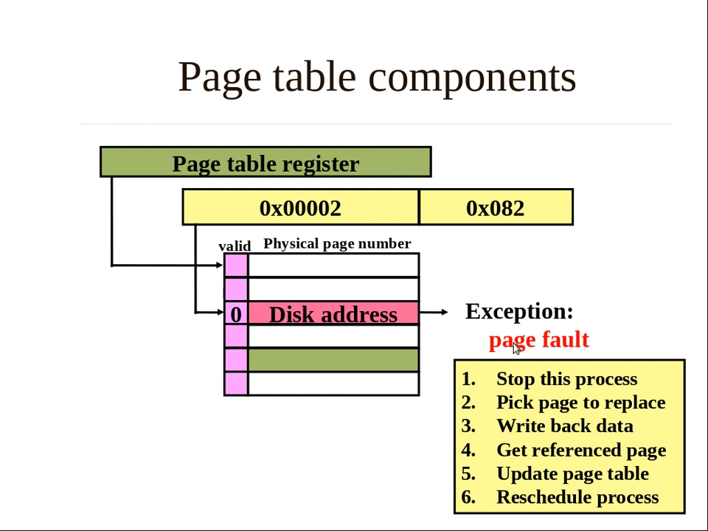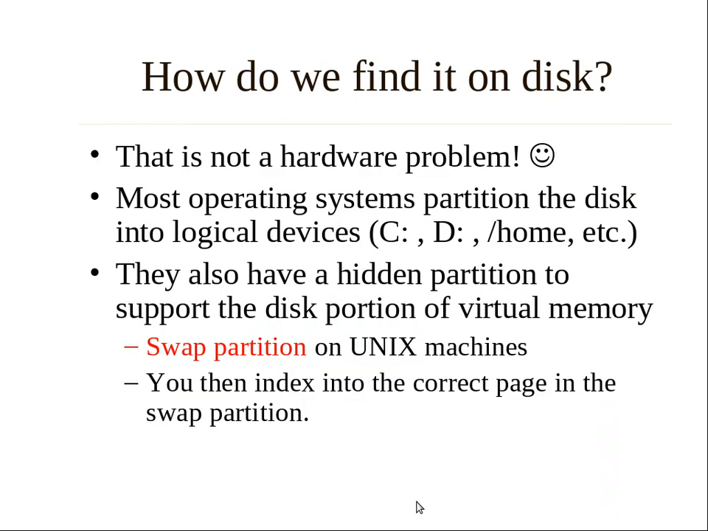Well, we haven't taken operating systems yet, but what happens is we stop the process, aka your program that's running. We pick a page to replace inside of main memory. We write that page back to disk. We say, hey, you program over there, you haven't used this page in a while, and they're evicting that to disk. We get the reference page number, we update the page table with that address, and then we reschedule the process. All that has to occur on a page fault. Hopefully you can see that that is a very expensive operation, in which case we want to avoid this at all costs. But how do we find it on disk?